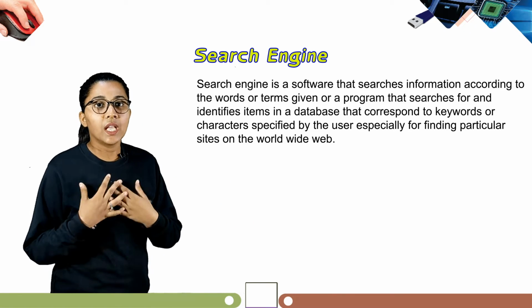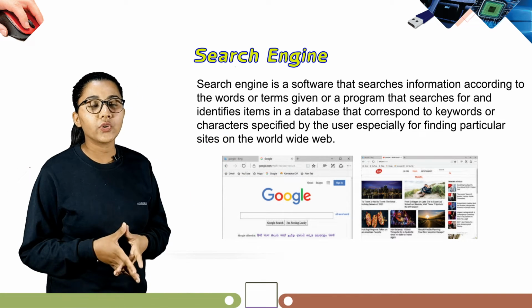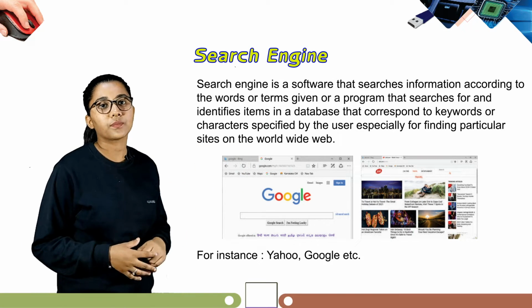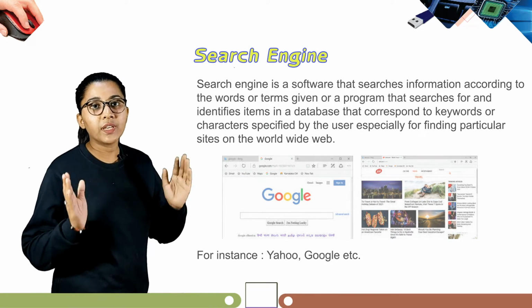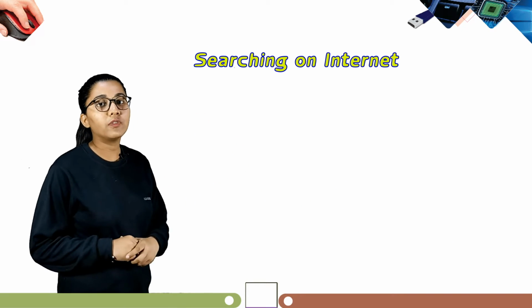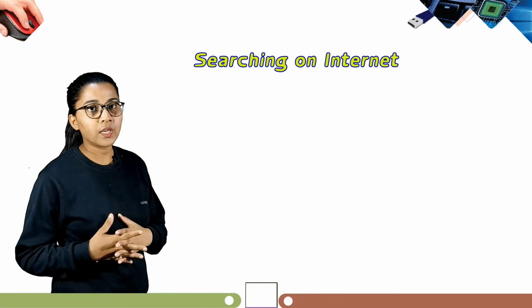So students, here you can see the interface of Google and Yahoo. For instance, Yahoo, Google and etc. Now students, our next topic is searching on internet. How will you search anything on the internet? Let's learn about it in detail.